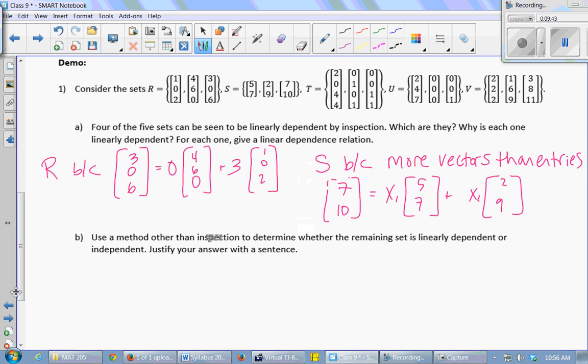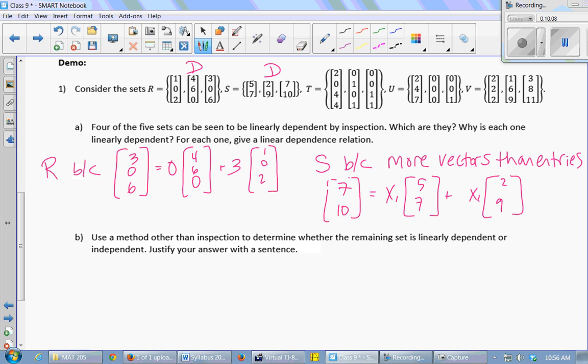Okay, so we've got R and S done. This was dependent, dependent. T, do we have an obvious way to tell if it's dependent or not? Nothing jumps out at me, right? So I have 4 entries. So if I had 5 vectors, I could immediately say dependent, but I only have 3.